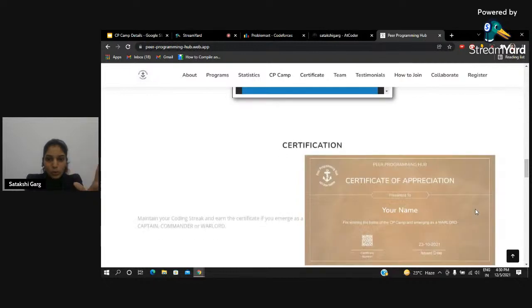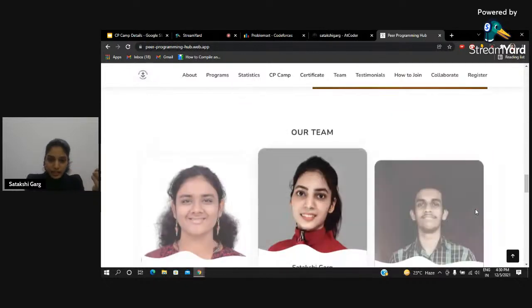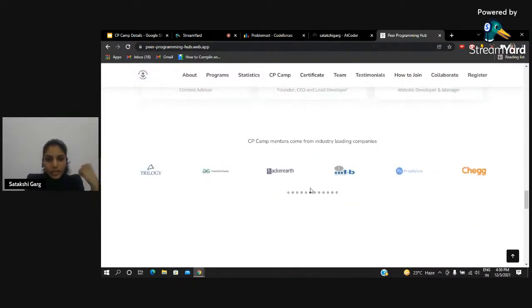I want to show one thing I added yesterday. So yeah, this is what I have added. Here are all the companies with which our mentors are associated: Google, ICPC, ShareChat, Trilogy, Geeks for Geeks, HackerEarth. Coordination is now known as Trilogy. So these are all the companies associated, and I hope it's clear to all of you.